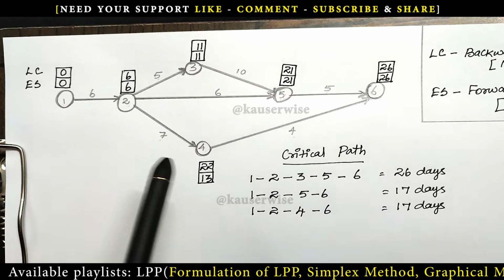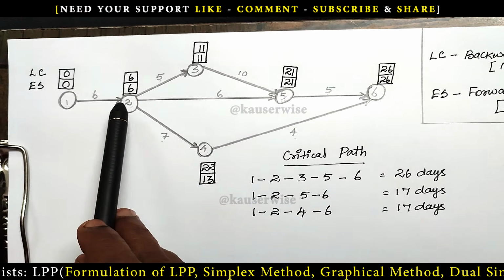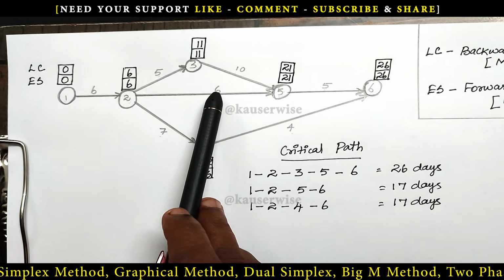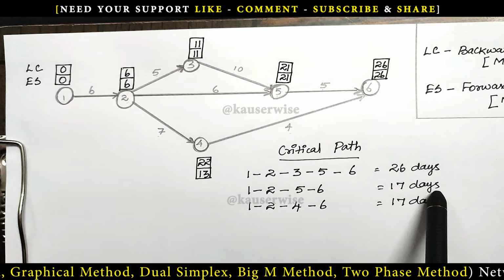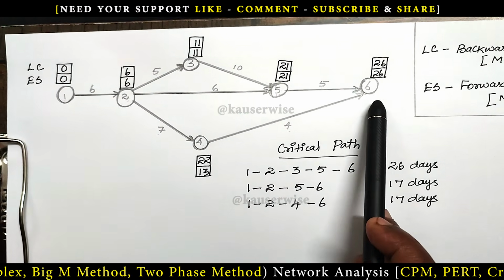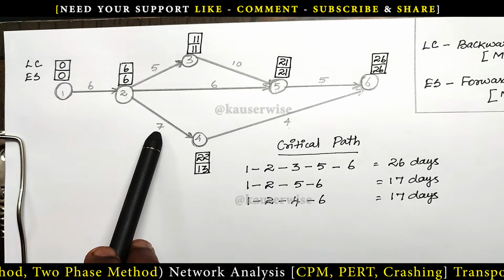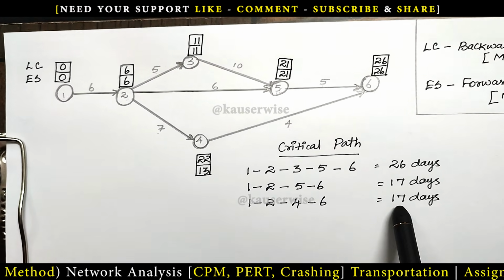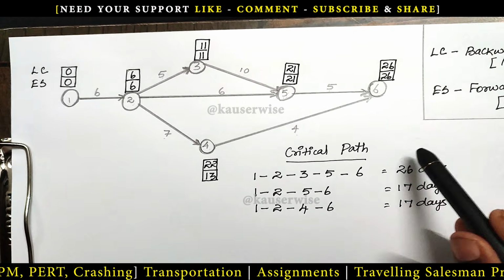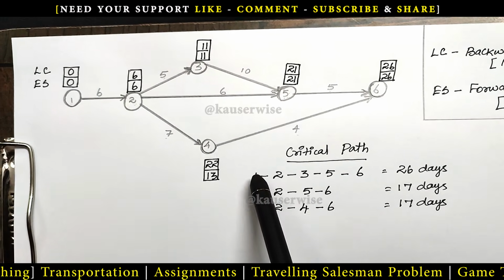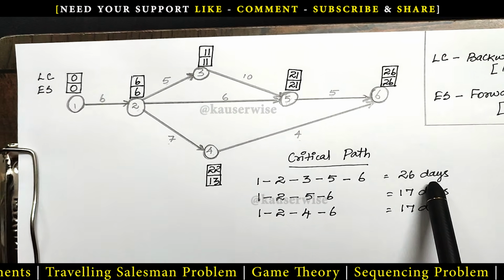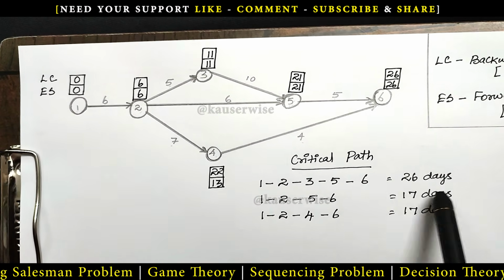The second possibility is 1 to 2, 2 to 5 and 5 to 6. The duration is 6 plus 6, 12, 12 plus 5, 17 days. The third possibility is 1 to 2, 2 to 4 and 4 to 6. Duration is 6 plus 7 plus 4, so total 17 days. Out of these three possibilities, which one is the longest path? The highest duration is 26 days. So the first option is the critical path. Critical path means the longest path, which requires the highest number of days to complete the project.